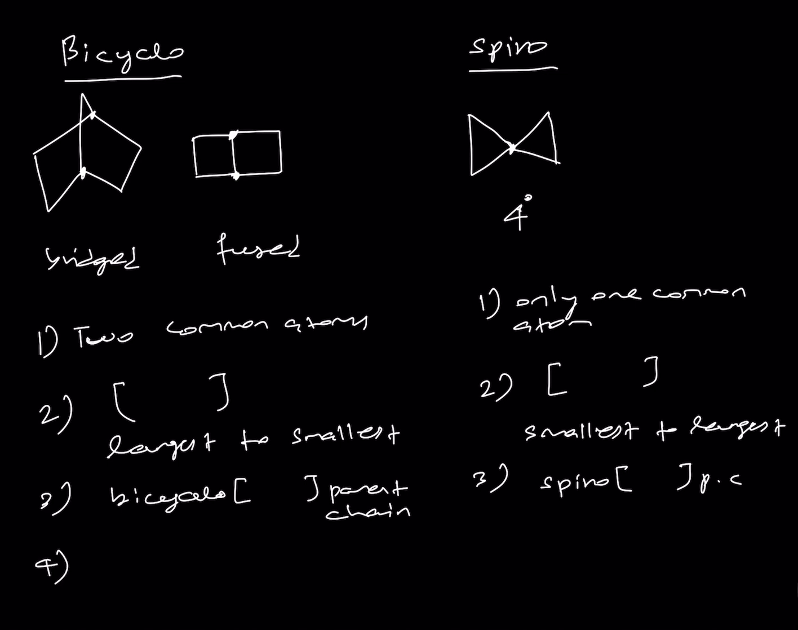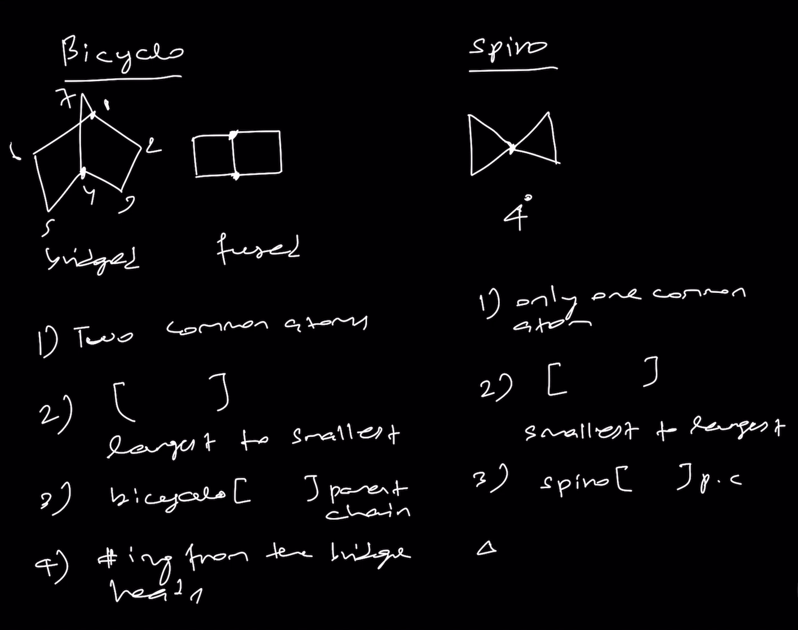And for bicyclo cases like bridged and fused, the numbering starts from the bridgeheads. So numbering starts from the bridgehead carbon atoms. Basically, if you are numbering the bridged case here, you will be numbering 1 here, 2 here, 3, 4, 5, 6, and then 7. That's the way it goes.